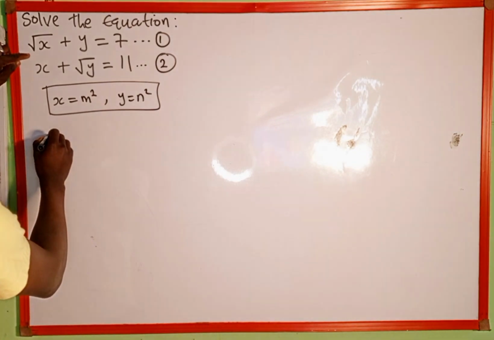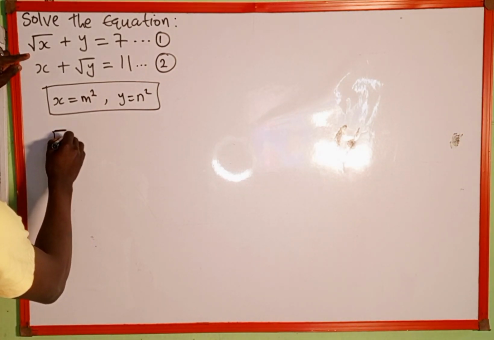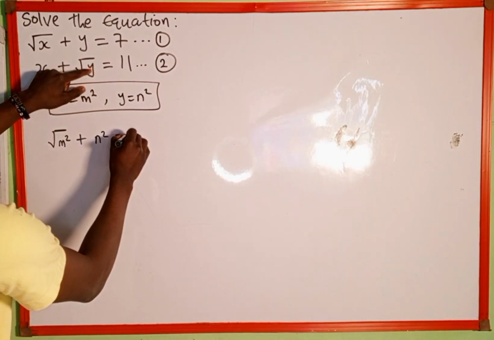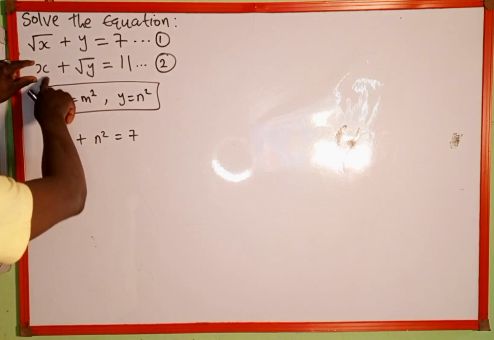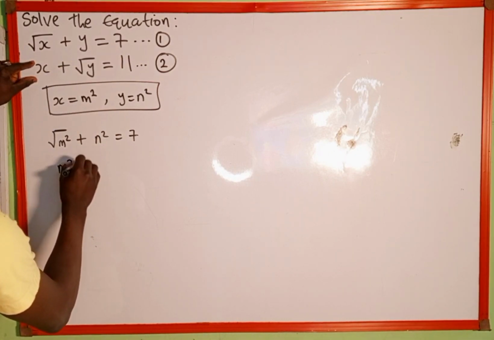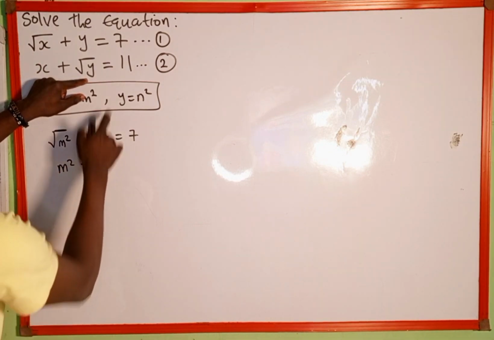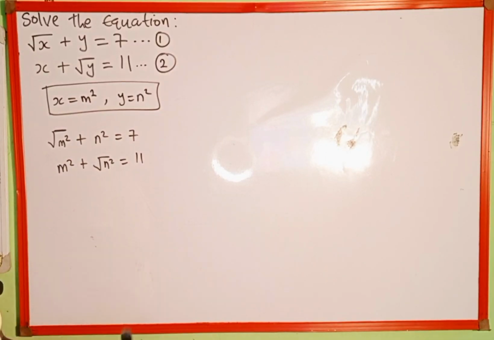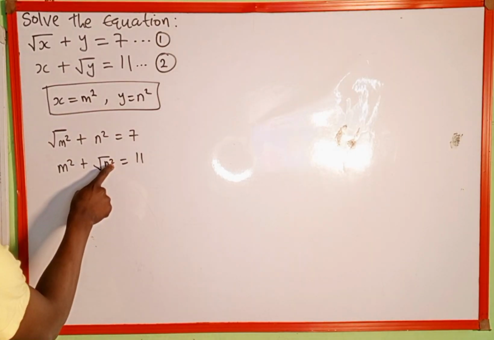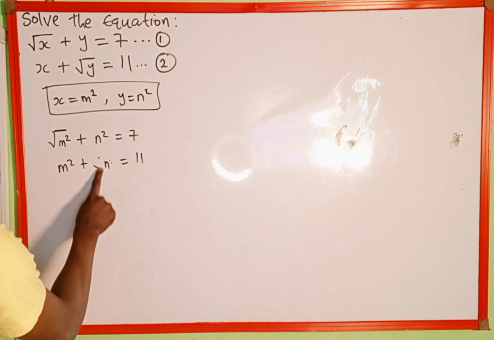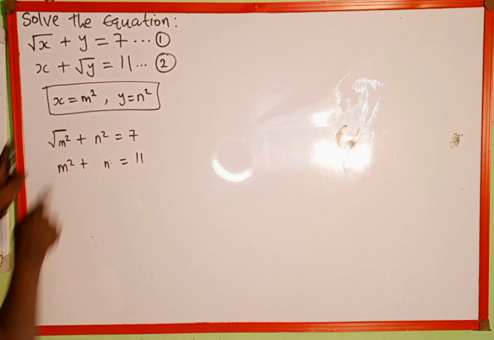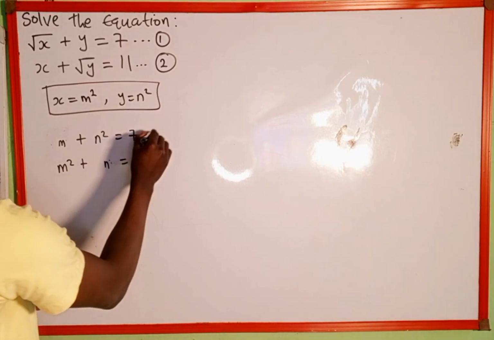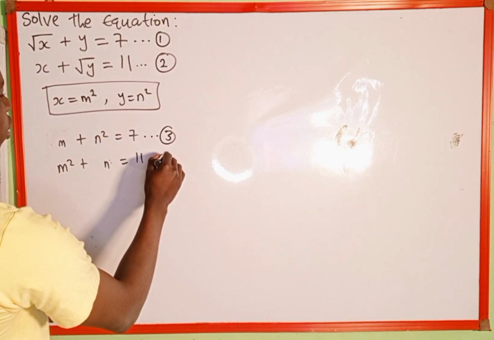So in place of x here is going to be the square root of m squared, then plus, in place of y, we replace n squared, which is equal to 7 from equation 1. Then equation 2, in place of x here, we replace m squared plus, in place of y, the square root of n to power 2, which is equal to 11. And we know that when you have a square and a square root, they cancel. So this square is going to cancel this square root, so we just delete the square and the square root. Similarly, this square is going to cancel the square root. So now we can name this as equation 3, then also this as equation 4.